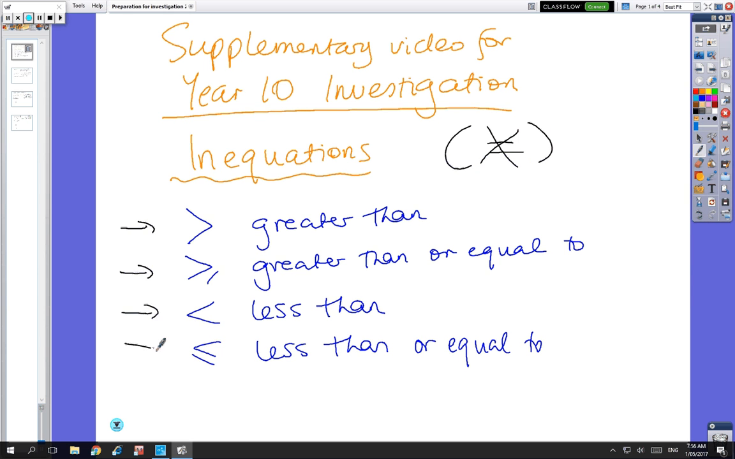Okay, so the definition of this one is greater than. When you put a line underneath, that means it could be equal to. This symbol here is less than, but when you put a line underneath, you could have equal to as well. So can you copy down those four? They're the only ones you can have. And when you're ready, come across to the next page.